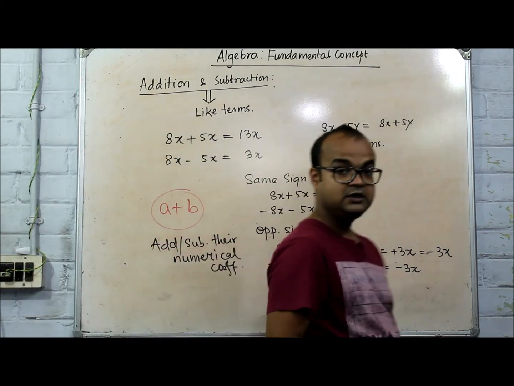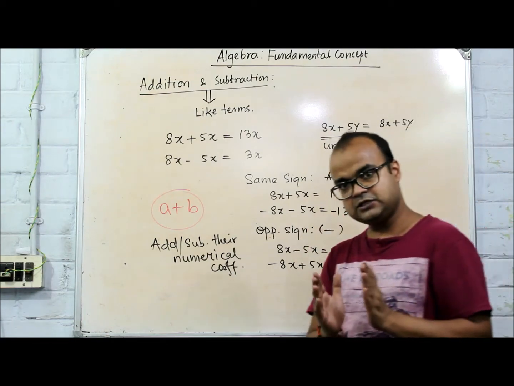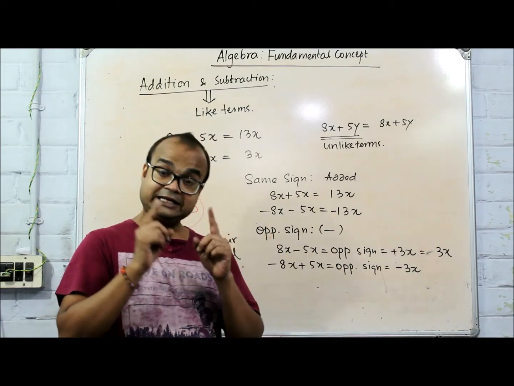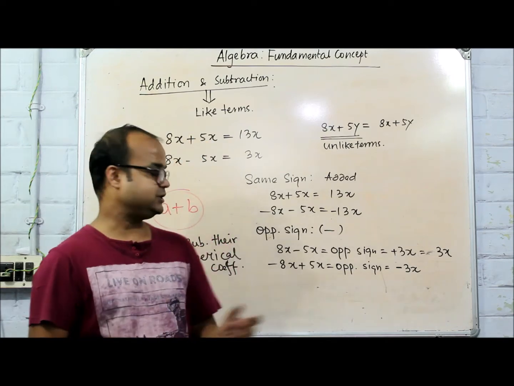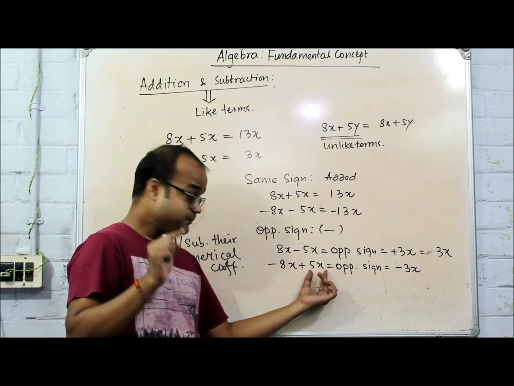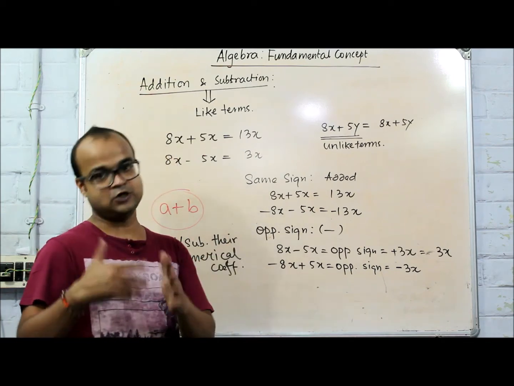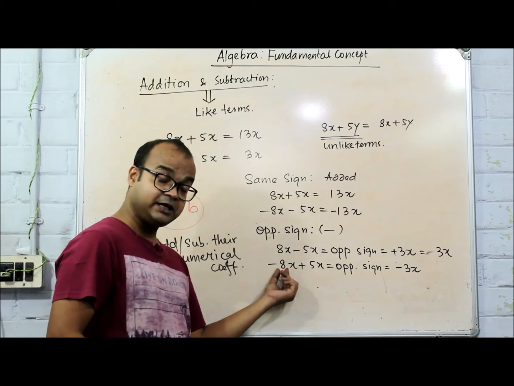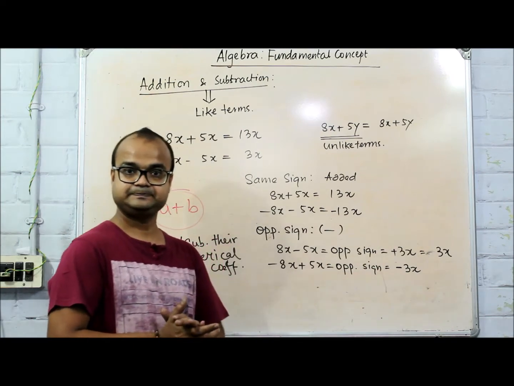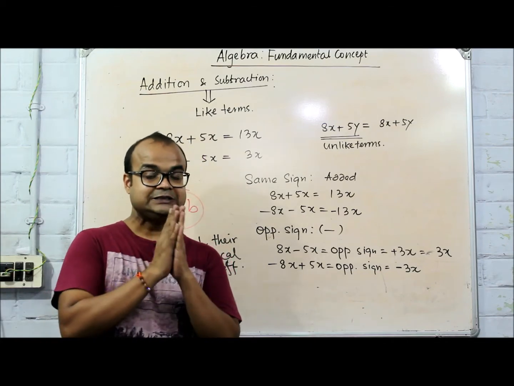If they are opposite sign, each and every case you need to subtract. Bigger minus smaller. Now what is the sign of the result? Sign of the result will carry the sign of the number which is greater in magnitude. Like this. Minus 8x plus 5x. Eight is bigger in magnitude. I am not considering their sign, because if I consider the sign, minus 8 is obviously the lesser number. So I am considering their magnitude. 8 is their magnitude. What is the sign of minus 8x? Minus. So result will carry minus 3x. Clear?